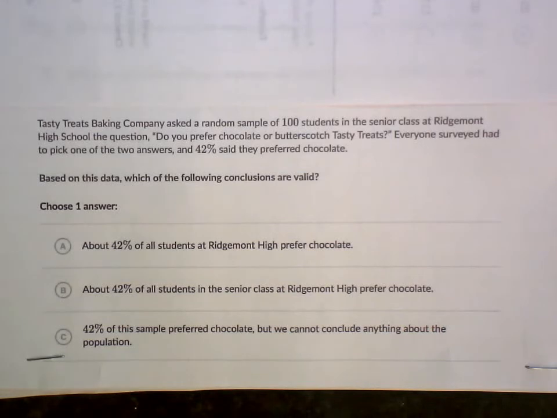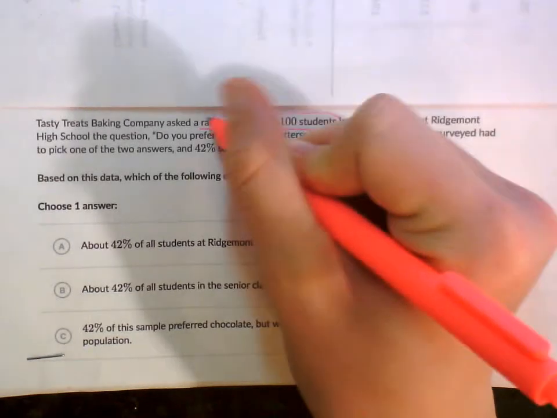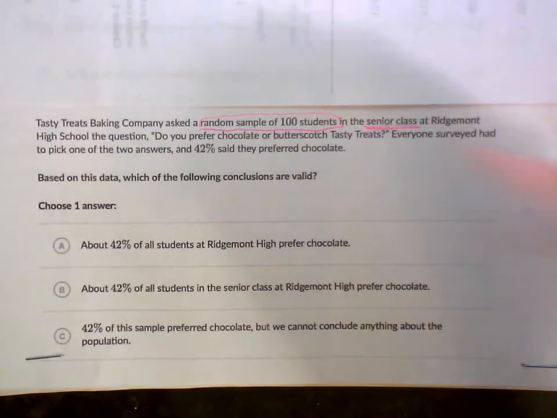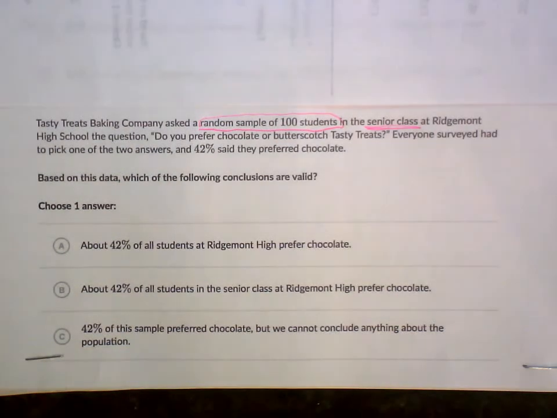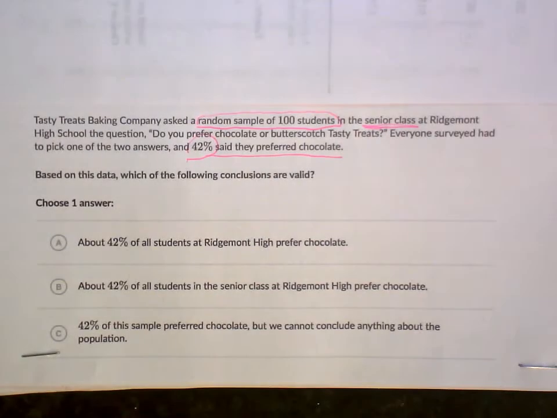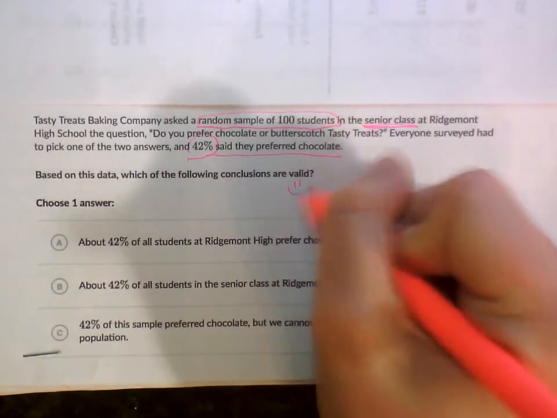Tasty Treats Baking Company asks a random sample of 100 students. Beautiful, 100 students, that's a good size, random sample. In the senior class, that's important. So they're only asking the 12th graders at Richmond High School this question: do you prefer chocolate or butterscotch Tasty Treats? Everyone surveyed had to pick one of the two answers. 42% of those 12th graders from that 100 student random sample said they preferred chocolate. Which of the following conclusions are valid? Make your selection.